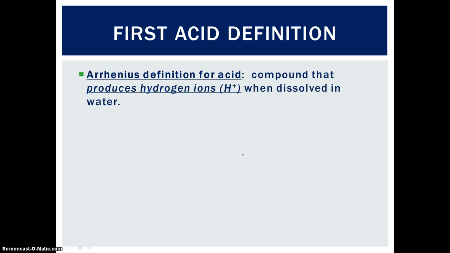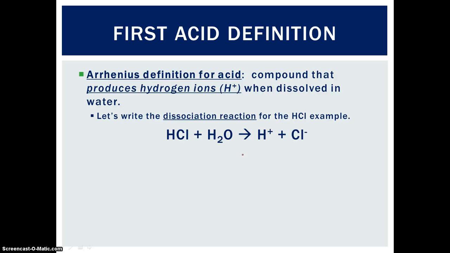Okay, so our first definition of an acid is the Arrhenius definition, and it's the definition we've had all along of an acid. It's a compound that produces hydrogen ions when dissolved in water. So if it has a hydrogen ion, it starts with an H, like hydrochloric acid. When dissolved in water, it produces a hydrogen ion and an anion. By definition, I start with an H here, I have a hydrogen ion here. This makes it an Arrhenius acid.